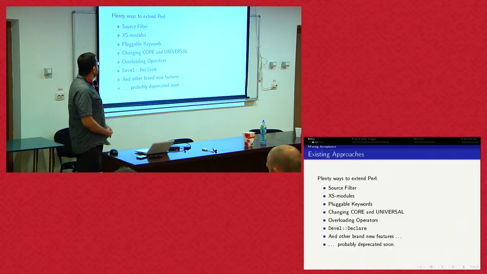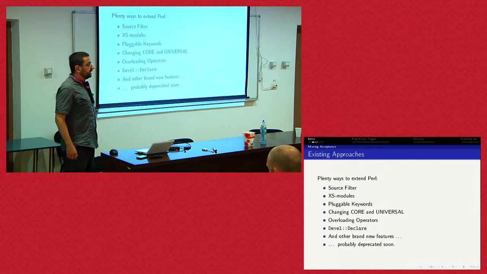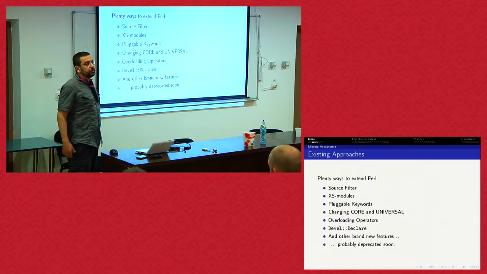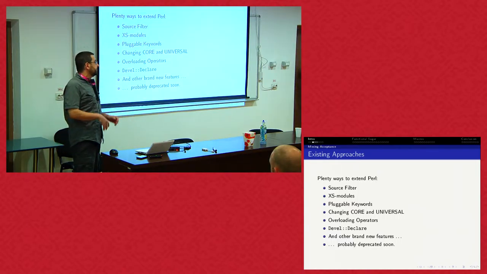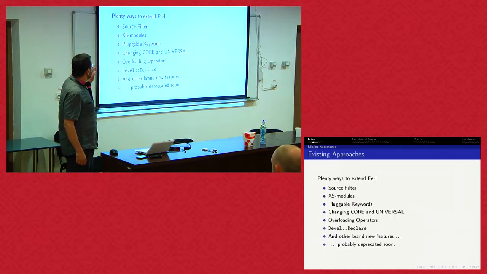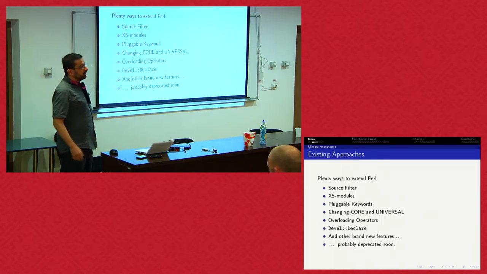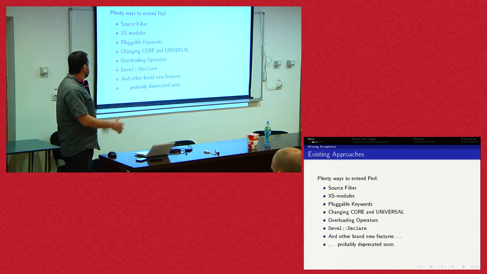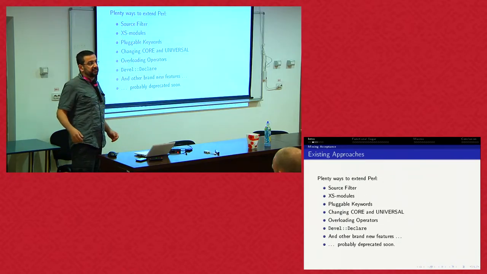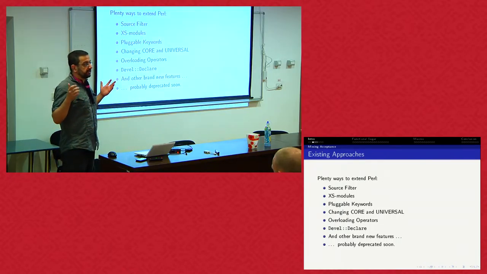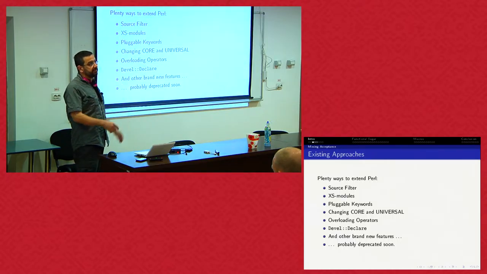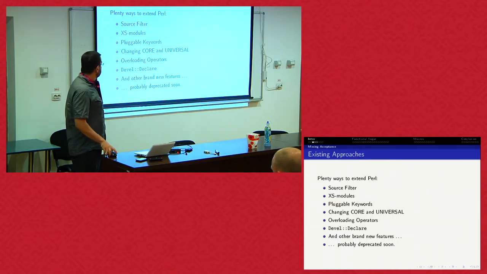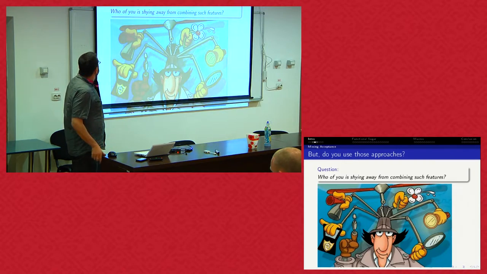There are existing approaches to extend Perl. I don't want to go into the details of all of them, but all have some caveats. Source filters, we don't need to talk about it. XS, well, who can do them? Pluggable keywords, one of the features where people say, well, might be deprecated, it's experimental. Changing core and universal, overloading operators, well, if you really know what you're doing. Devel::Declare, other brand new features, probably deprecated soon. I just say smart match. If you look into the deltas, how many times smart match was changed, you don't want to use it anymore. So what's the best approach?